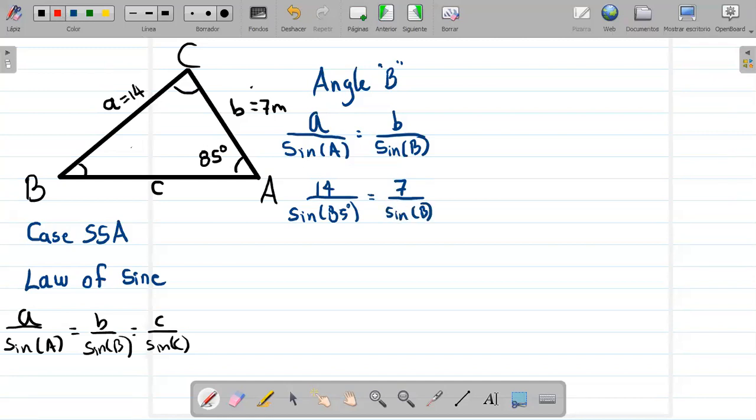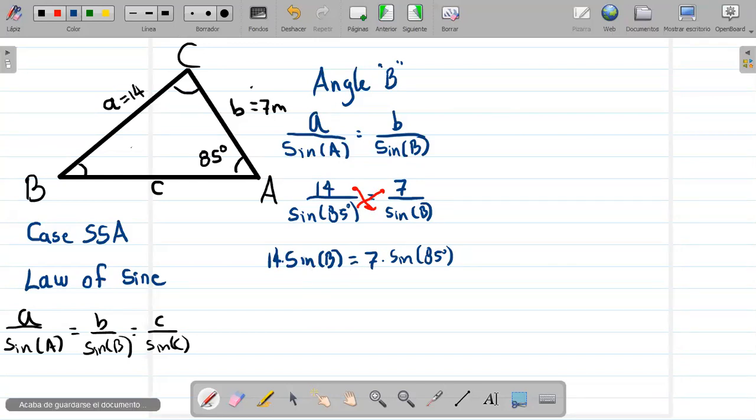We're going to apply the cross product property here in order to leave B alone. Of course, we're working with sine of B. That's going to be 14 times sine of B equals 7 times sine of 85 degrees. So we're solving for sine of B. We have to pass the 14 to the other side.